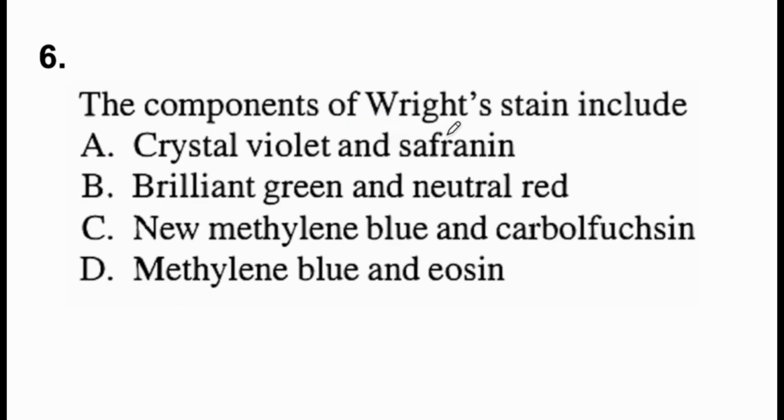So number 6, the components of Wright stain include. So answer is D, methylene blue and eosin. Wright stain is a type of Romanowsky stain. All Romanowsky stains are based on a combination of two dyes: methylene blue, a basic dye that stains acidic cell components like DNA in the nucleus blue or purple, and eosin, an acidic dye that stains basic components like hemoglobin in RBCs pink or red.